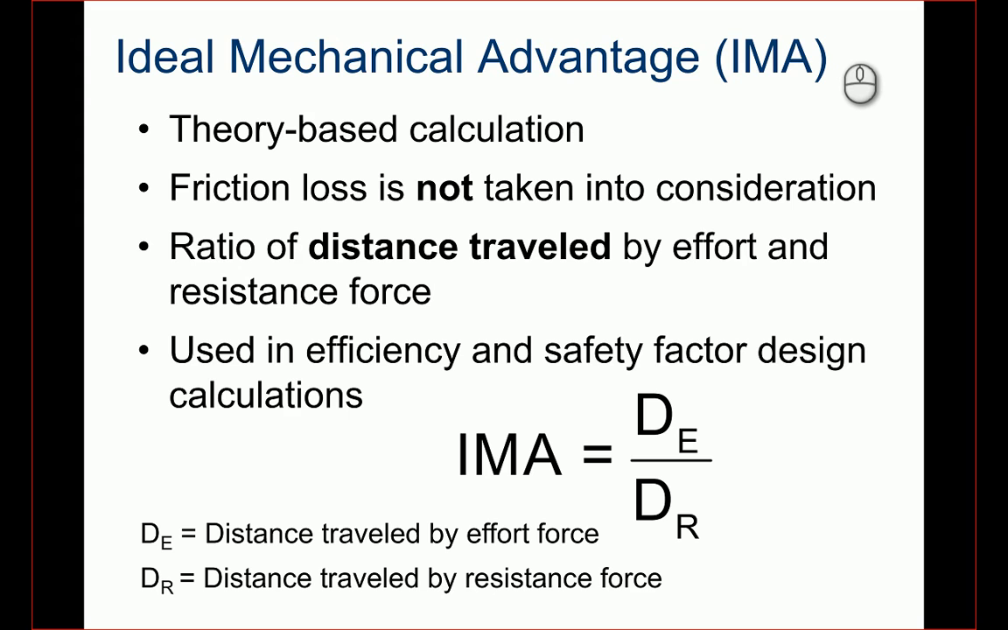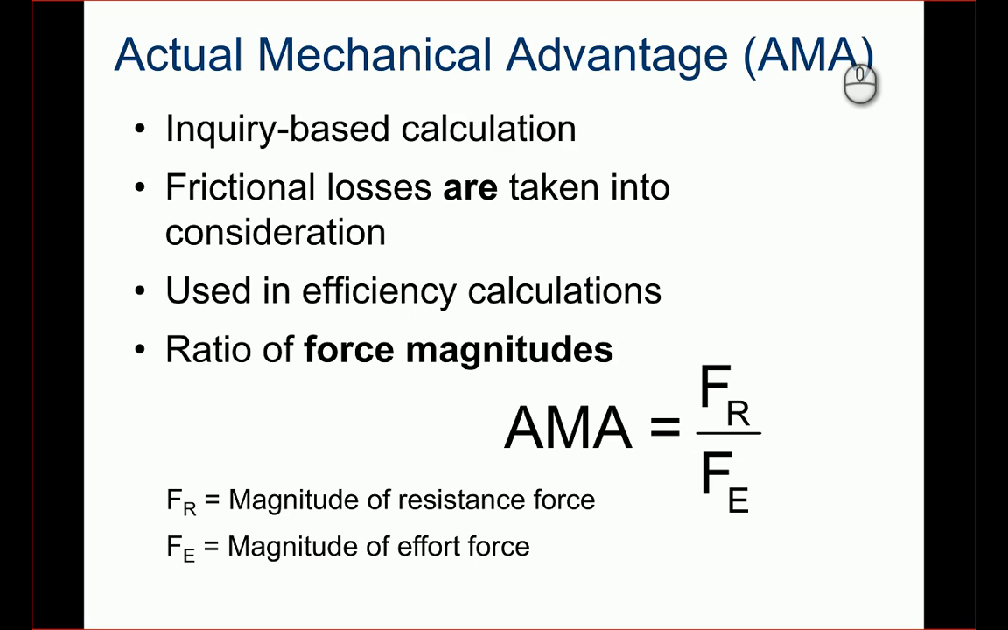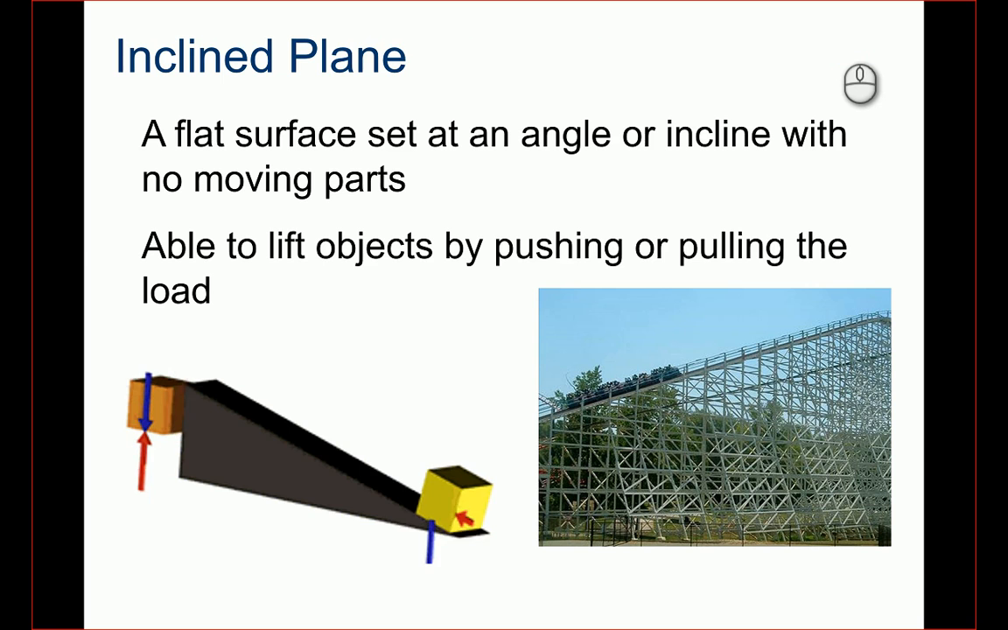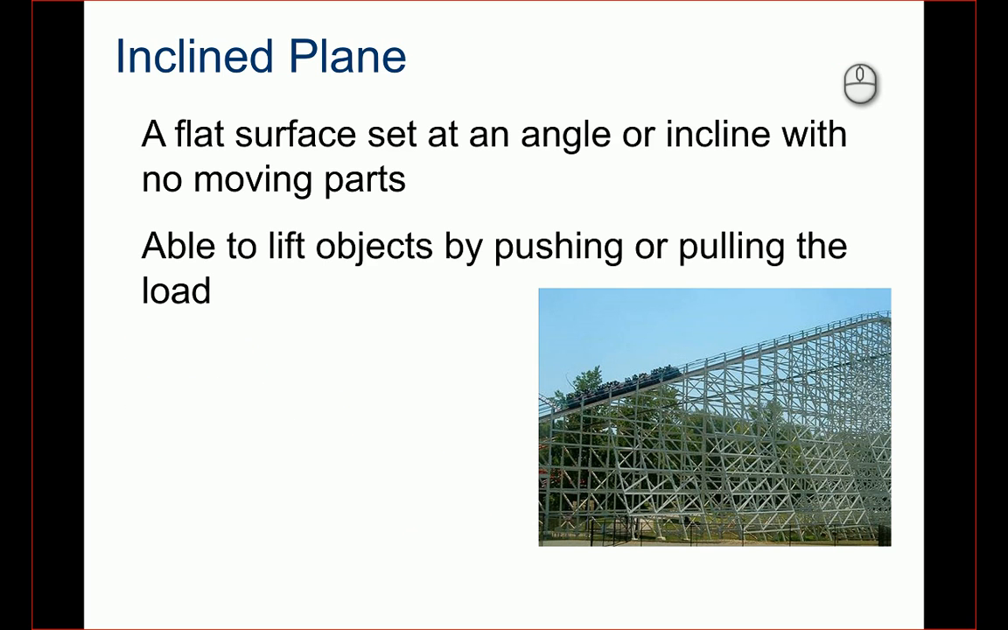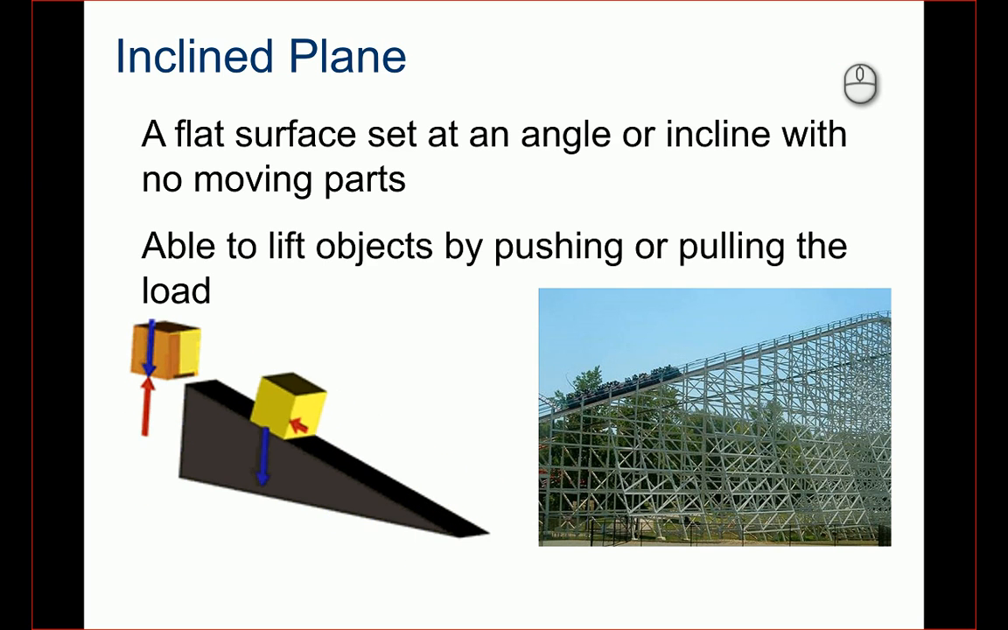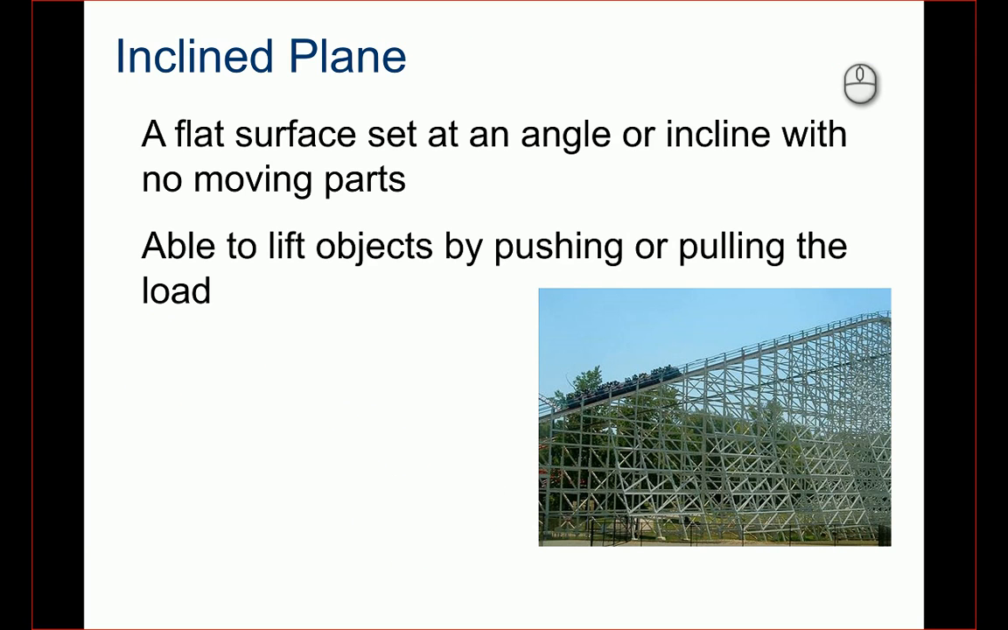Alright, again, ideal mechanical advantage is DE over DR. Actual mechanical advantage is FR over FE, and then the percent efficiency is the ratio between the two, smaller always being on top. An inclined plane is a flat surface set at an angle or incline with no moving parts. The simple machine itself isn't moving. Things move around the simple machine, but the simple machine itself does not move. It is merely a passive system that other things move around. It's able to lift objects by pushing or pulling the load.